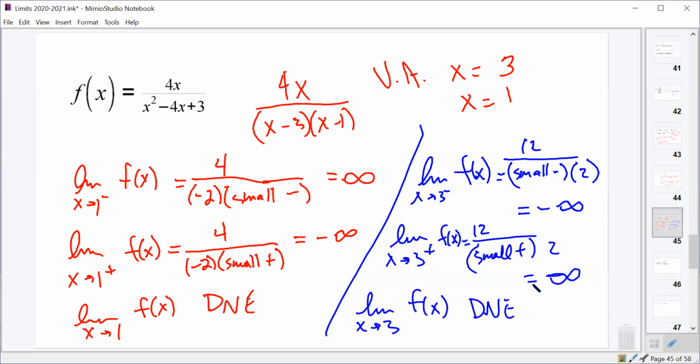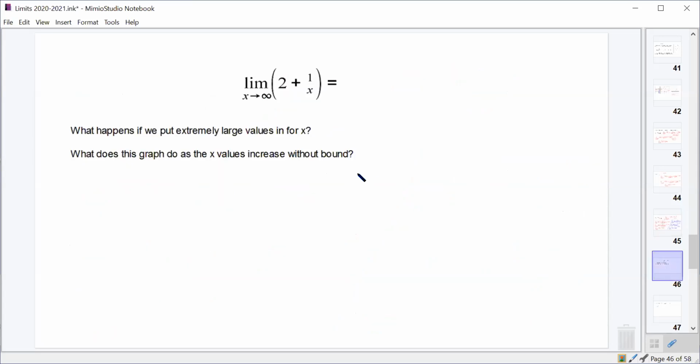Everybody good with that? Any questions, any issues? That's about as in-depth and complicated as it gets with vertical asymptotes and limits. So if you can do that, you can do anything I should ask about vertical asymptotes. All right, let's move forward then.